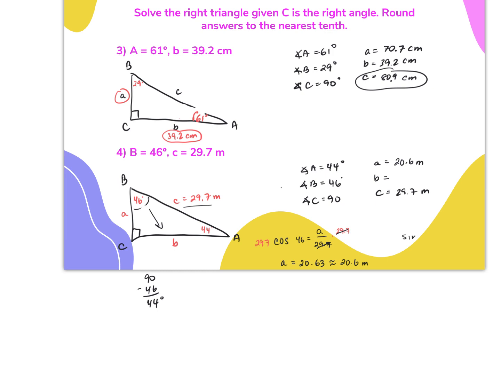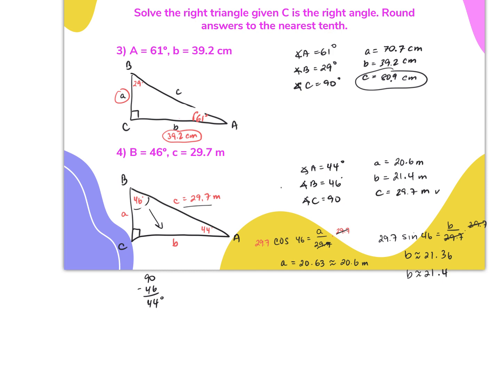So I know the sine of angle B is going to be the opposite leg, which is little b, over the hypotenuse, which is 29.7. So again, multiply both sides by 29.7. And I'm going to get that b is approximately equal to 21.36. And since they want it rounded to the nearest tenth, it's going to be 21.4. So 21.4 meters. And now that I have all my answers, I check them.